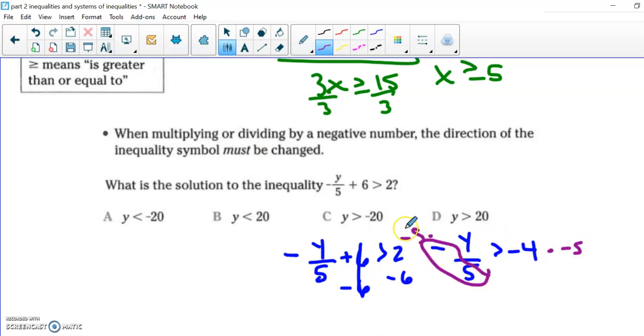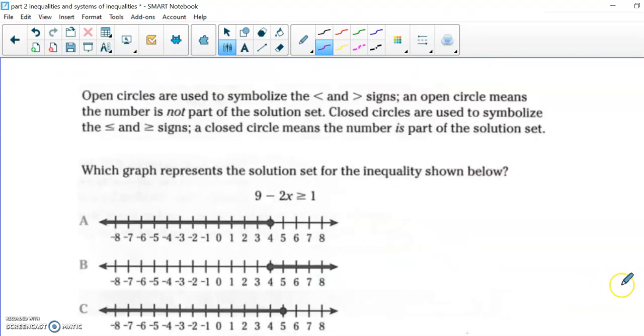Negative divided by or times a negative is going to give me a positive. So I'm going to go ahead and multiply both sides by negative 5. As soon as I see I'm multiplying by a negative number, I'm going to flip that sign so I don't forget. And I get y is less than now 20. And so our answer, it looks like it's going to be letter B, y is less than 20. They're counting on you forgetting to flip your sign, so they're going to throw a greater than symbol in there. Let's keep going.